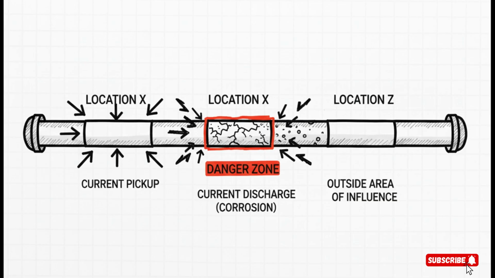No corrosion happening there. But now, look at location Y. It went from -1,000 all the way to -400. It shifted in the positive direction. It became less negative. That, my friends, is the flashing red light. That's our discharge point. That's where our pipe is actively corroding. And location Z? No change at all. It's just too far away to be affected.